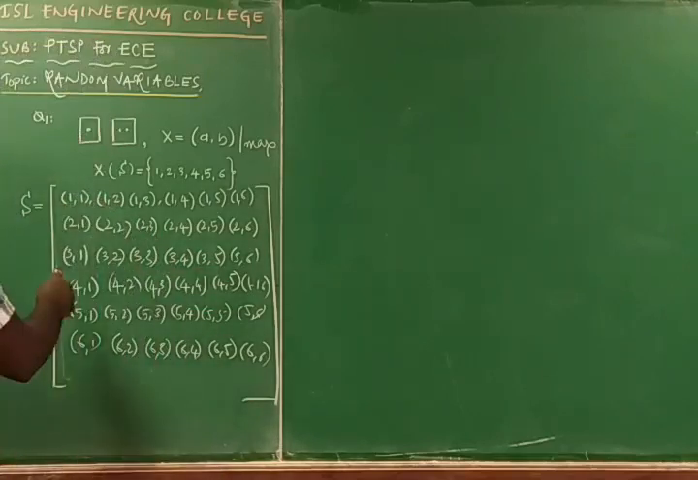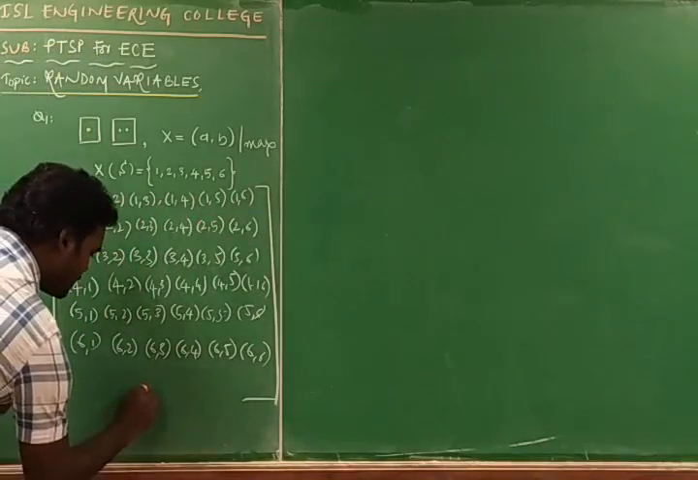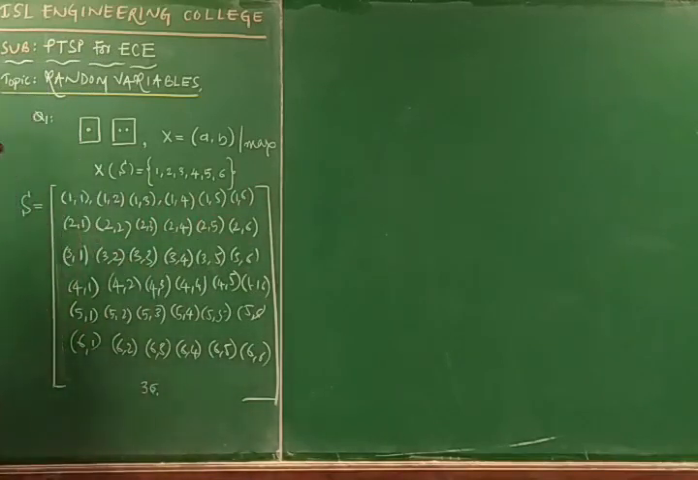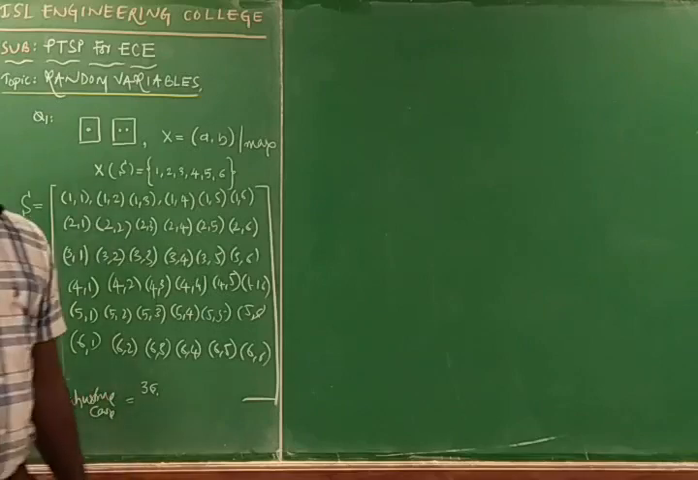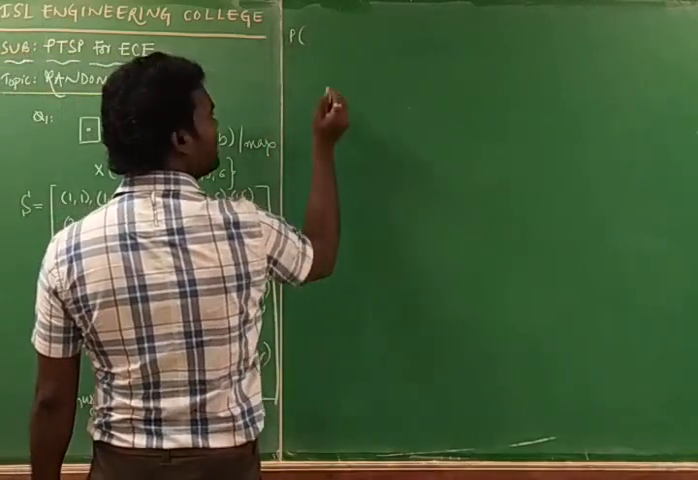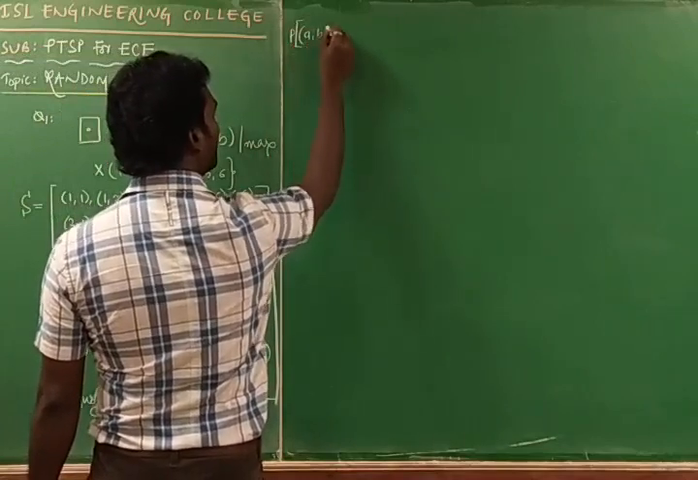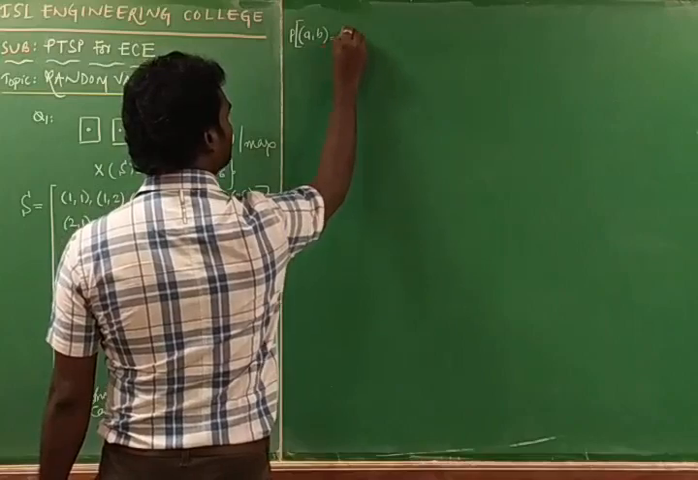But the total sample space is how much? 6 into 6, this is equal to 36 we got. The total number of exhaustive cases, the possible cases, will be 36. Now I am going with the probability of getting (a, b) whose sum is equal to 1.